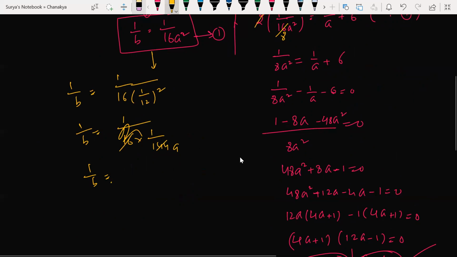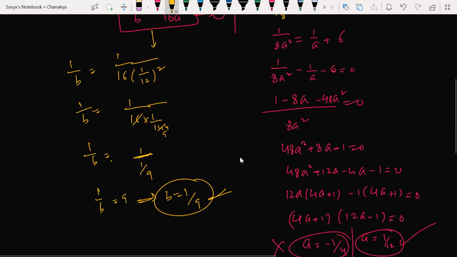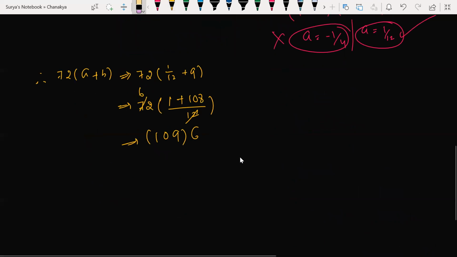Here it will be, look at this. Why? Because look at this, 1 by 16 into 1 by 144, right? So 16 9s are 144, so 1 by 1 by 9. So 1 by b is equal to 9. Then b value is what? 1 by 9. So 1 by 9 you have to substitute here, not 9.